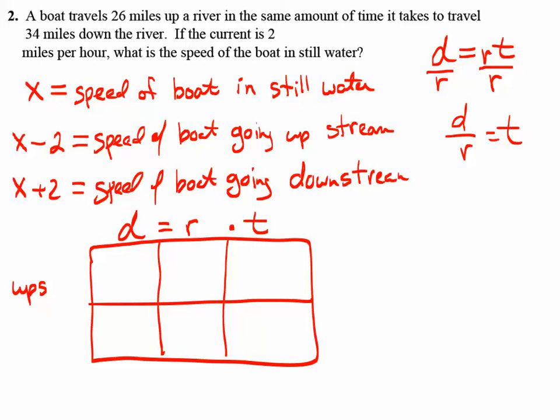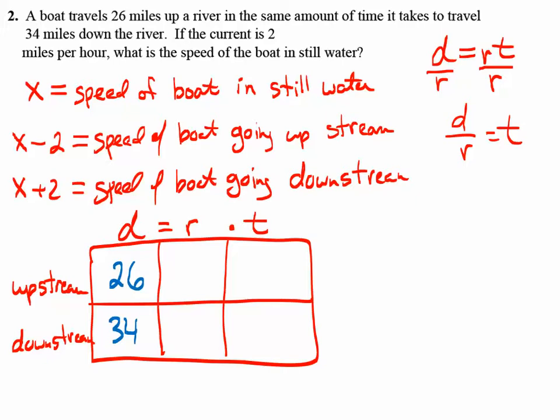And then the situation is one way we're going upstream, the other way we're going downstream. All right, let's fill in whatever we know. First of all, 26 miles, is that right? That's how we traveled? And we traveled 34 miles down the stream. So that's downstream. Okay, we're good there.